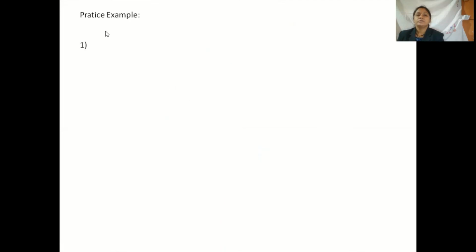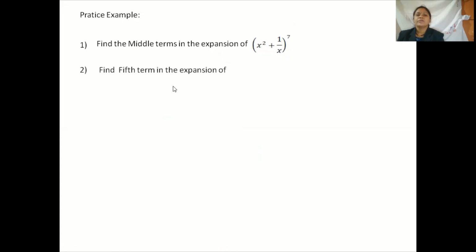Now we'll practice examples. First example, find the middle terms in the expansion of (x square plus 1 upon x) raised to 7. Find the fifth term in the expansion of (x square plus 4 upon x cube) raised to 11. Practice that, and we will stop here.